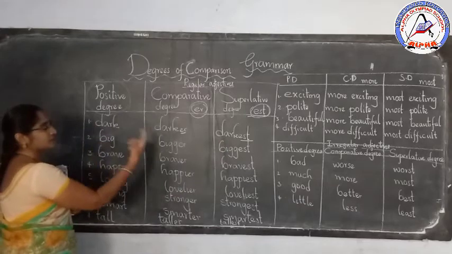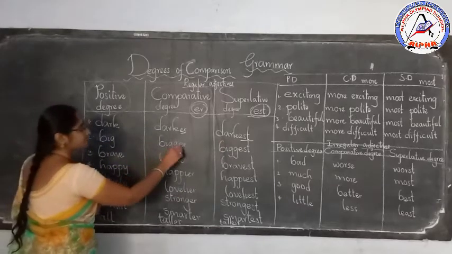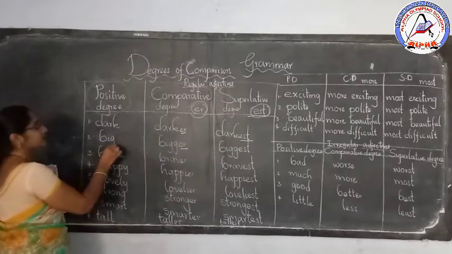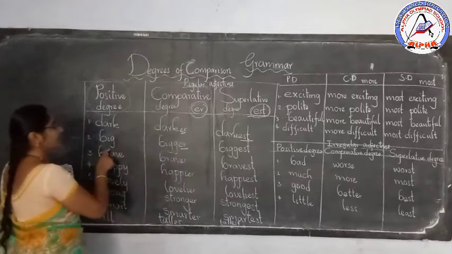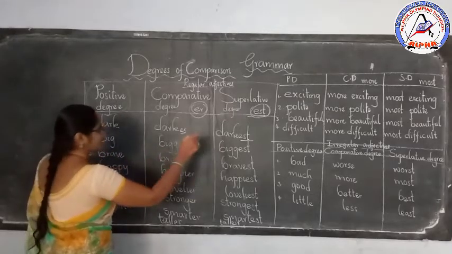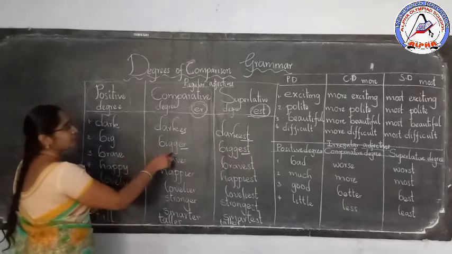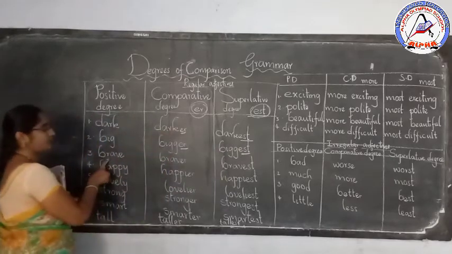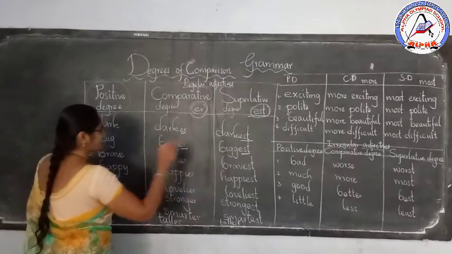Big, because we will change here. Big, add er and double this. This g will be doubled here. Big, bigger, biggest. Big, bigger, biggest. Next one. Brave, braver, bravest.